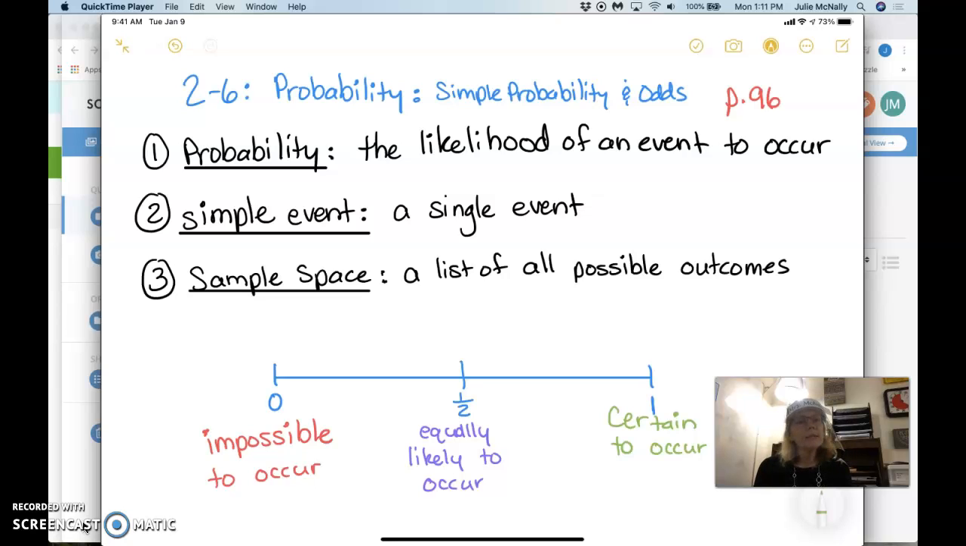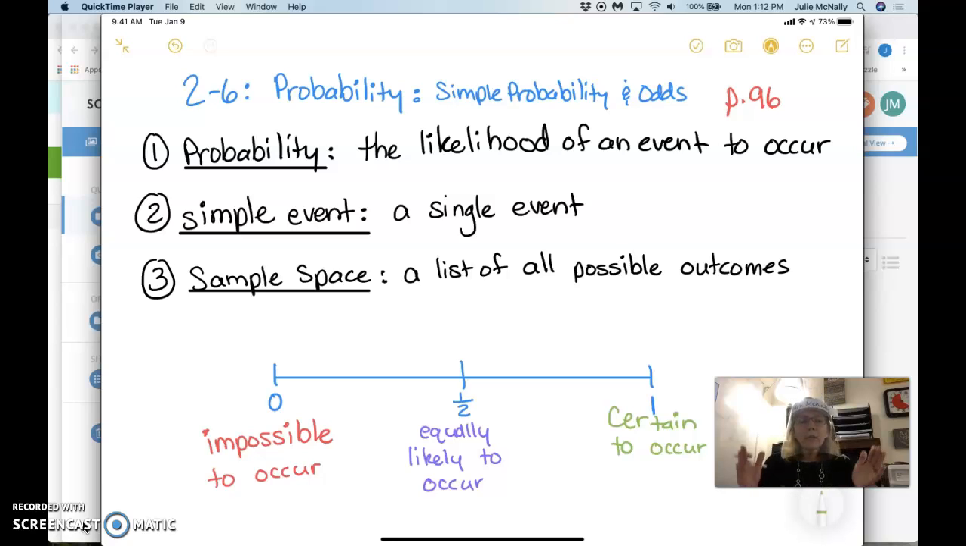So probability is the likelihood of an event to occur. Number 2, simple event. It's a single event. We're not comparing multiple things. We're only talking about one thing. Number 3, sample space. That is the word used to describe the list of all the possible outcomes. So if I was talking about rolling a die, I would list all my possible outcomes. What can I roll? 1, 2, 3, 4, 5, 6. So that's my sample space for rolling a die.